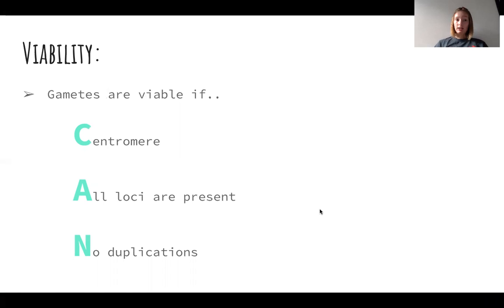So viability is really important for meiosis. Gametes are viable if you have a centromere, all loci are present, and there's no duplication. So I like to think of it as using the mnemonic CAN to remember if the gamete is actually viable.